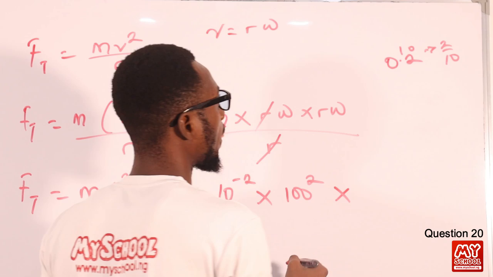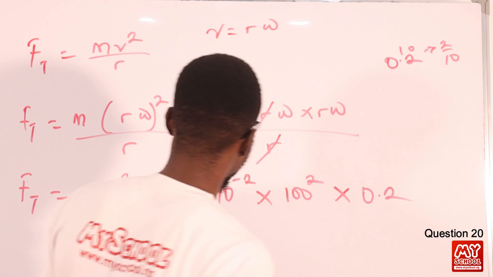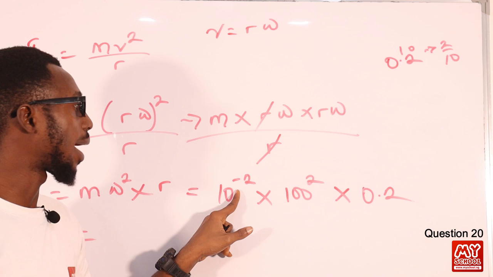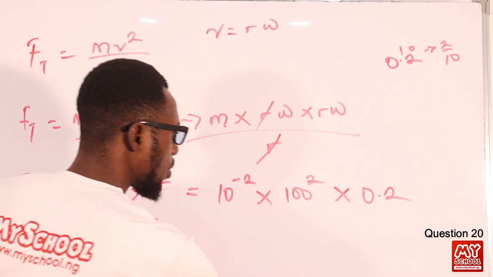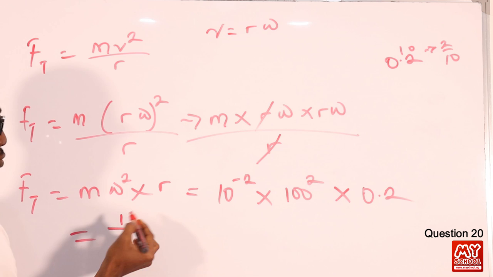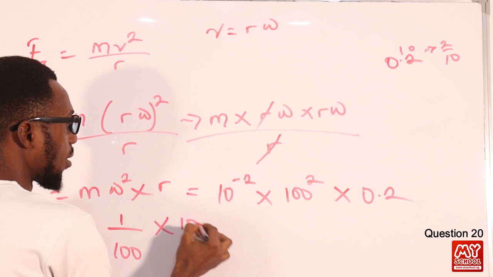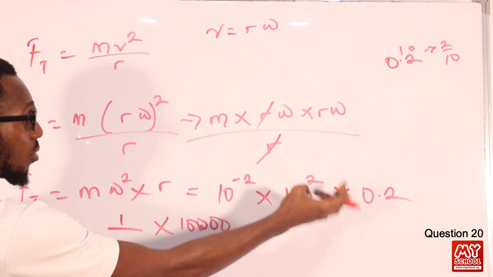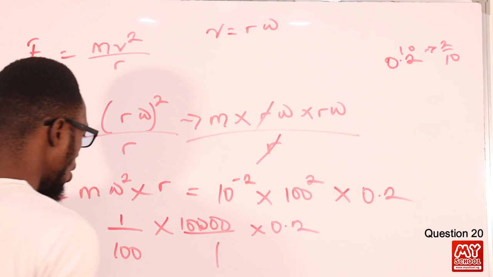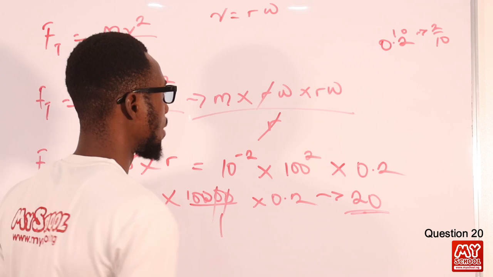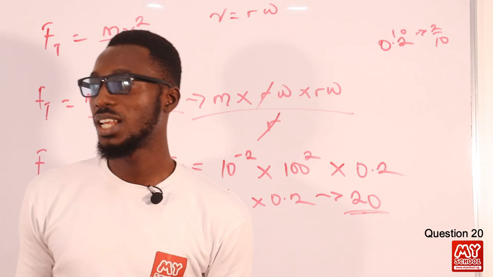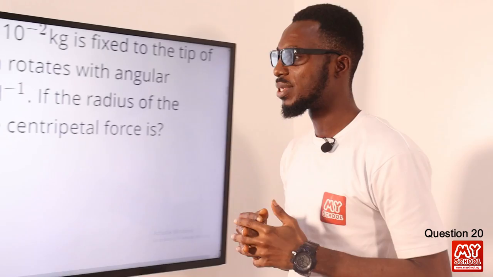So this is basically 10 raised to the power minus 2, times 10 raised to the power 4, because this is 100 raised to the power 2. 10 raised to the power minus 2 is 1 over 100, times 10,000, so the zeros cancel and I have 100 times 0.2, which gives me 20. Centripetal force is actually 20 newtons. So let's go back to the screen to pick 20 newtons. We have that attached to option B. So option B is a valid option.